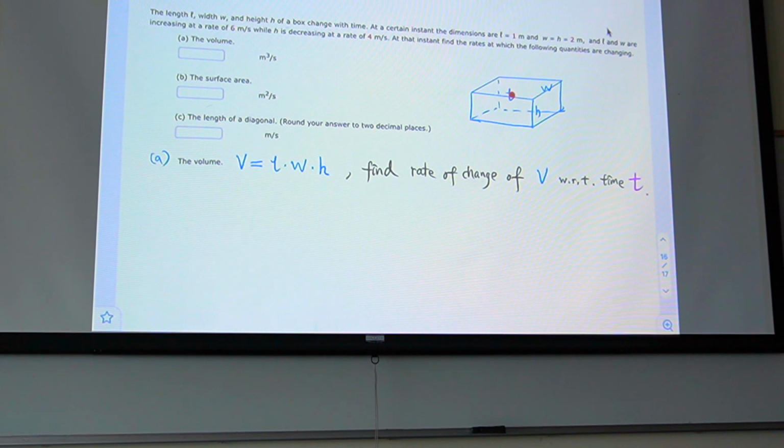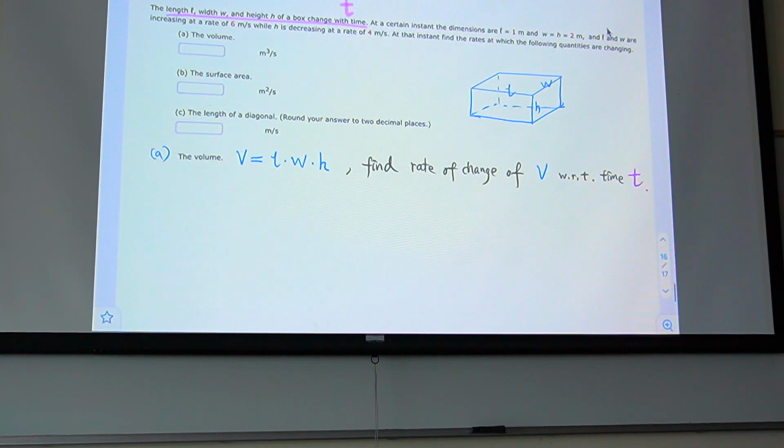So remember, what do we have here? We have a value. L, W, and H, remember, they are changing with respect to time. Let's call it T. So L, W, and H are functions of T. And now what are we looking for? We're looking for the rate of change of the volume with respect to T at that instant, given over here.